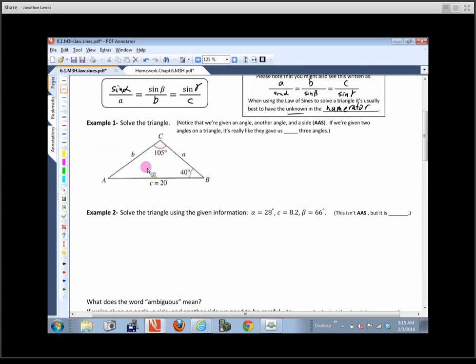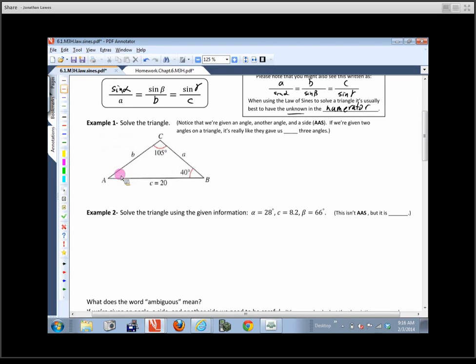So it says we've got this angle right here that's 105, this angle right here that's 40 degrees, and it says solve the triangle. Let's see. Yeah, we're given an angle, angle, and a side. So if you're given two angles, you automatically know the third one, don't you? So if this is 105 and this is 40, I've got 145 altogether.